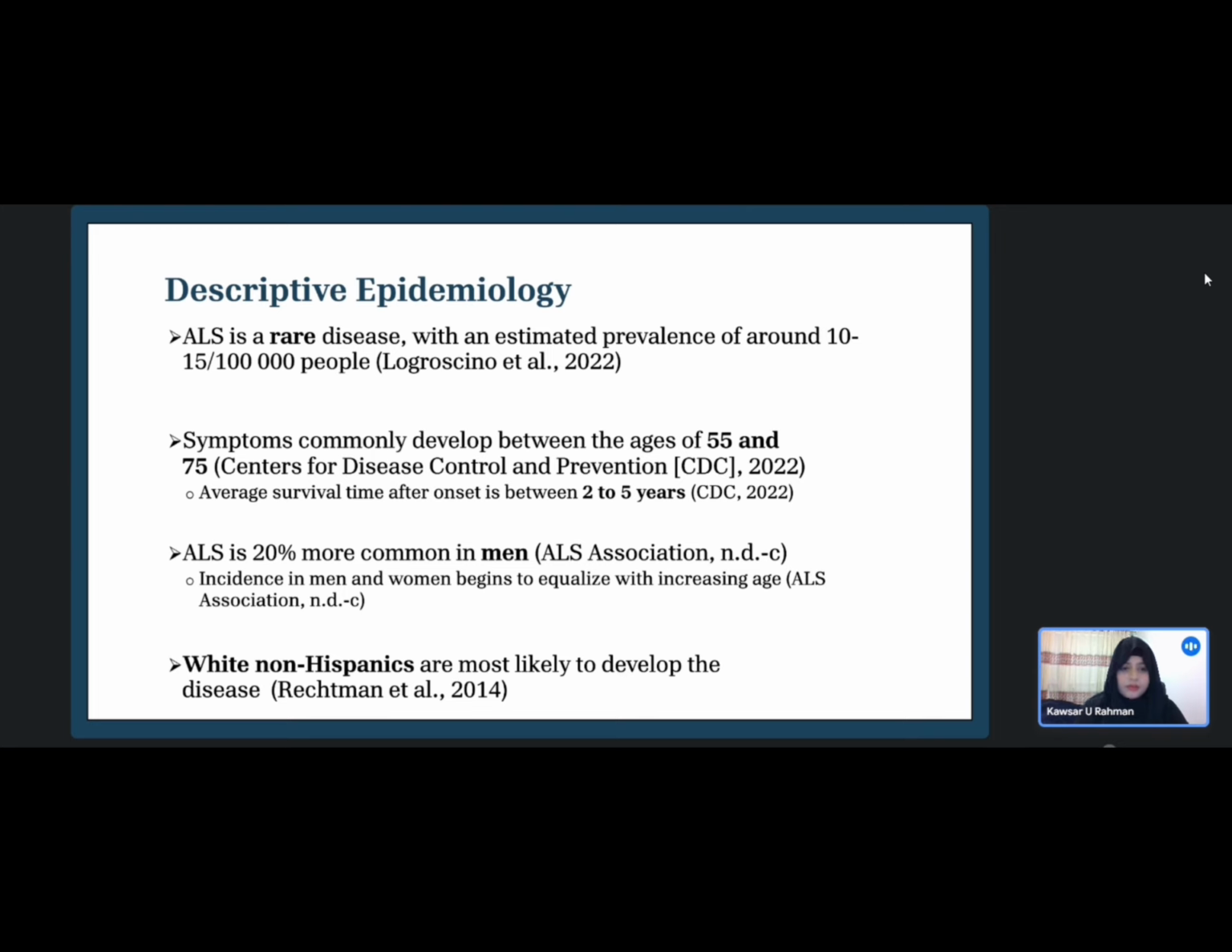And ALS is 20% more common in men than women. However, as the age increases, the incidence rates become more and more equal between men and women. White non-Hispanic individuals are at an increased risk of developing the disease compared to Black and Asian people.